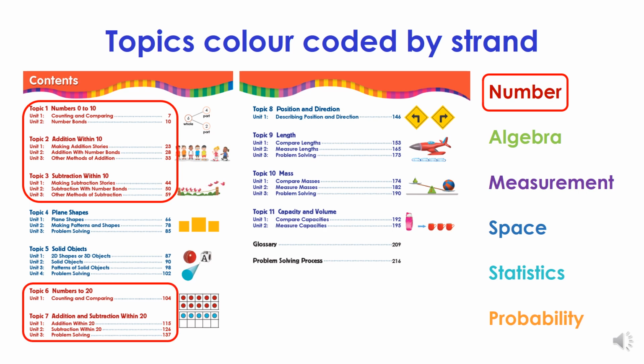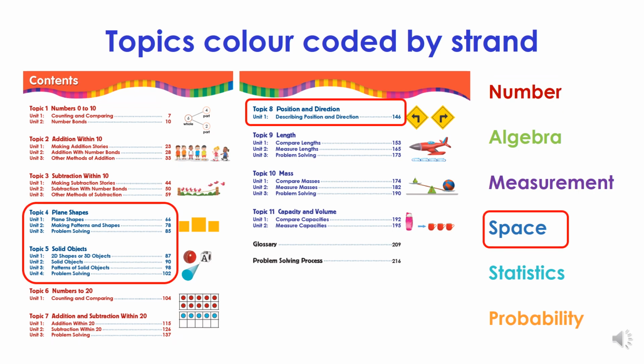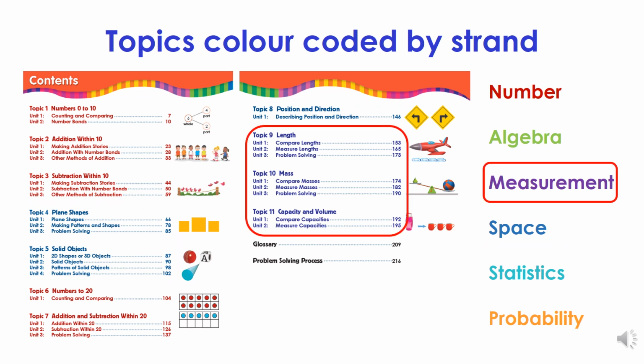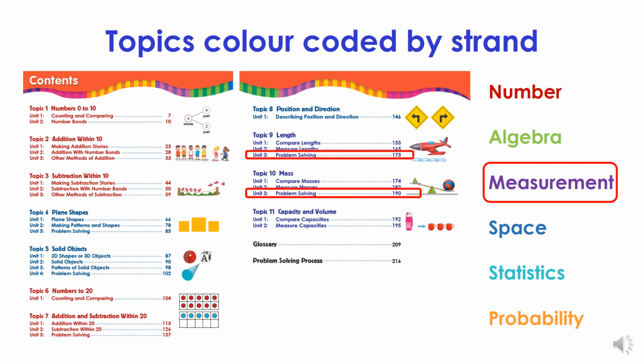And because topics often scaffold from one to the next, several related topics may occur together. Topics in the space strand are colour-coded blue, and measurement topics are colour-coded purple. In 2 of these measurement topics, there are problem-solving units. They scaffold on both the number and measurement concepts previously learnt and apply them to word problems.